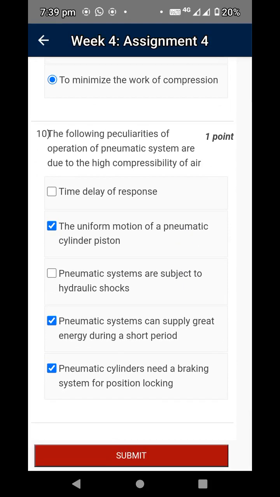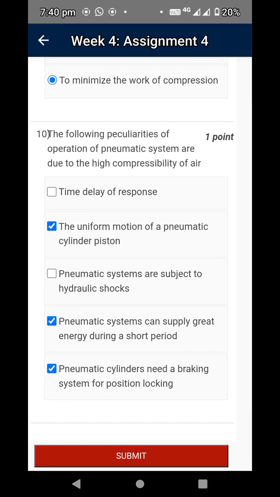So question number 10. The following peculiarities of operation of a pneumatic system are due to the high compressibility of air. Due to high compressibility, time delay of response is not possible, because with high compressibility we will get a faster movement of the cylinder, not a slower movement. Uniform motion of the pneumatic cylinder piston is correct; we can get uniform forward and backward motion. Pneumatic systems can supply great energy during a short period is also correct.